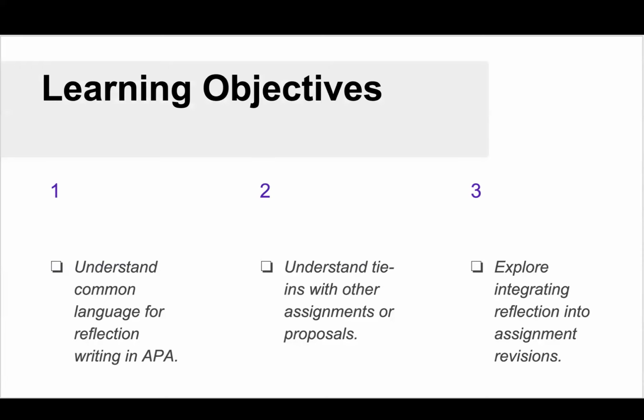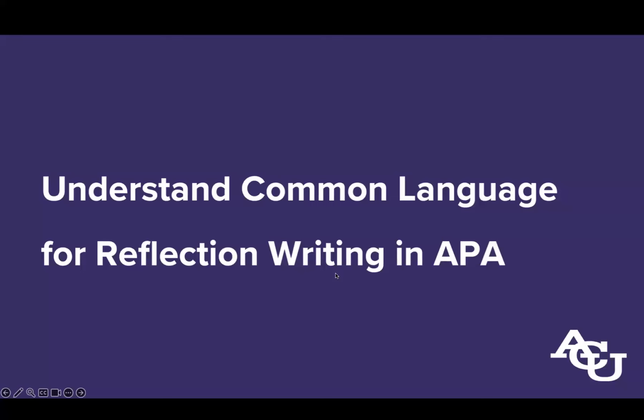So our learning objectives today: first, we're going to look at how to understand the common language for reflection writing used in APA style. We'll talk about how this is useful not just in reflection papers, but also sometimes in tie-ins with other assignments or even research proposals that you might be working on. And then we'll talk about how to explore the integration of these reflections into things that you might be preparing for, say, a larger research proposal or revisions of your portfolio works, as comes up in this course.